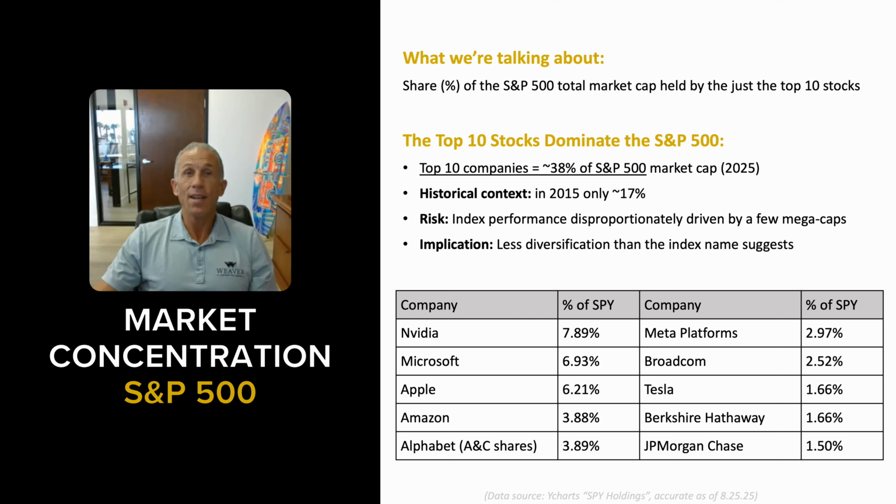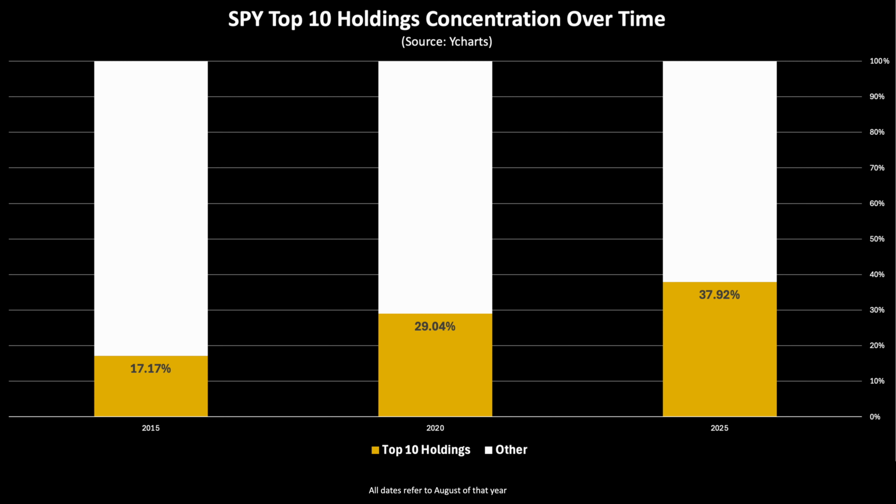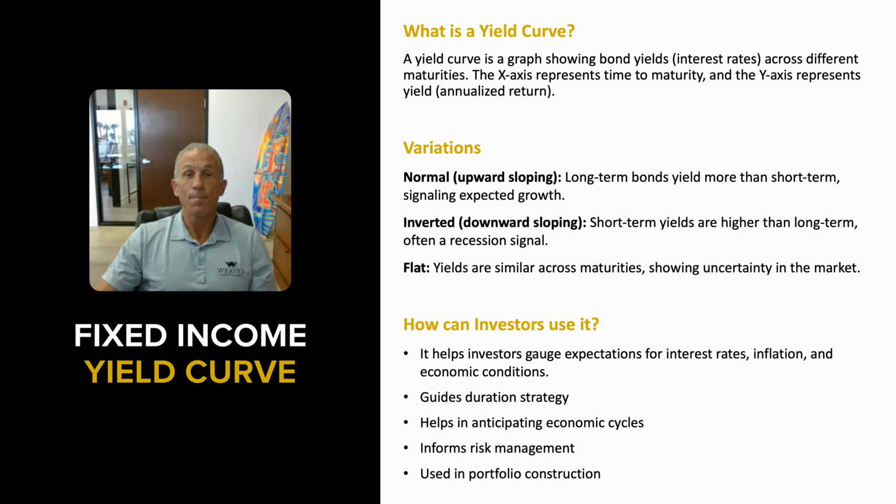Historically, if you just look back 10 years, it was about 17%. What that means is there's more risk in the index because we have less diversification. Looking at NVIDIA, it's about 8% of the market cap index of the S&P, Microsoft at about 7%, Apple at about 6%, and Amazon and Alphabet at about 4%. So going back again to 2015 at 17.17%, in 2020 at about 29%, and currently at again about 38%.